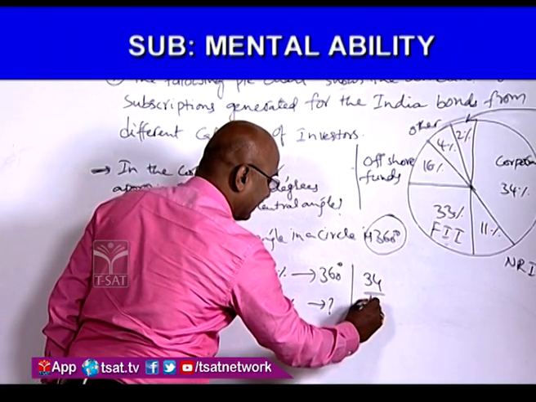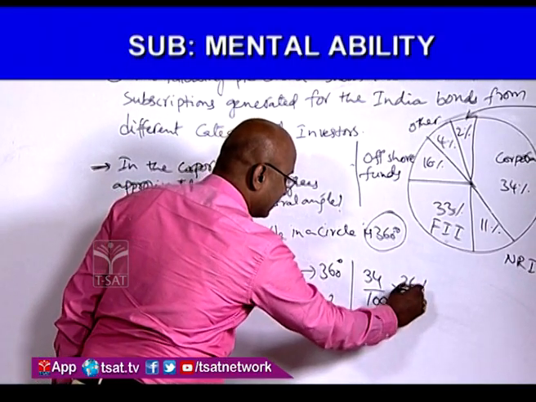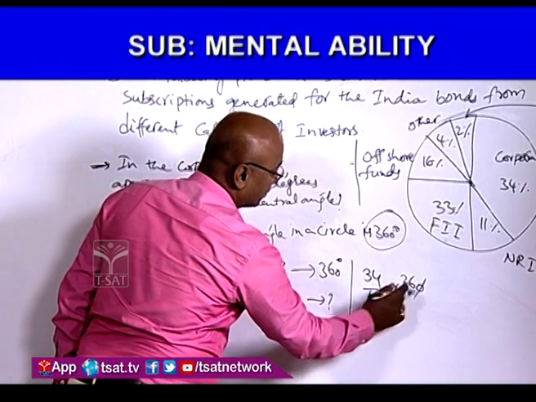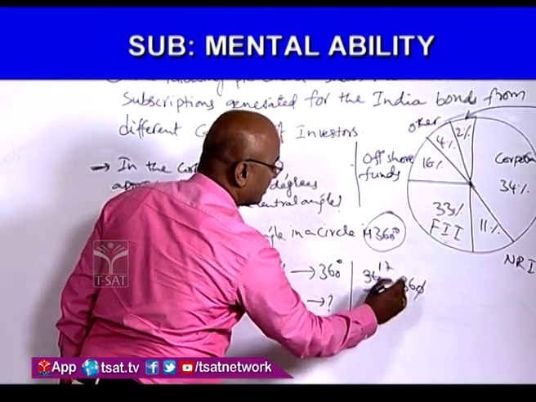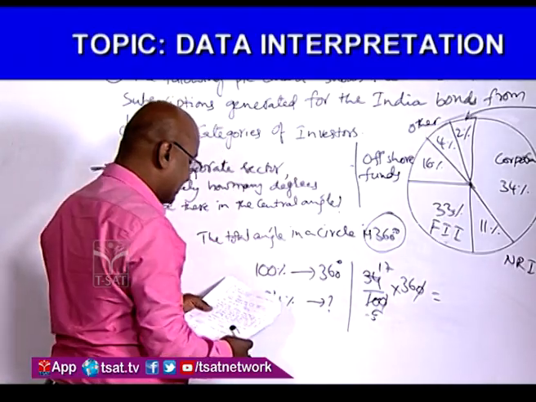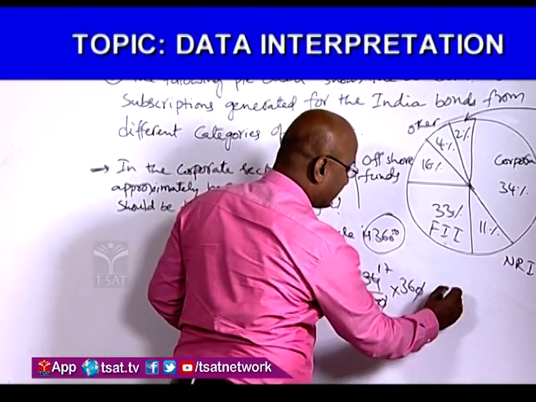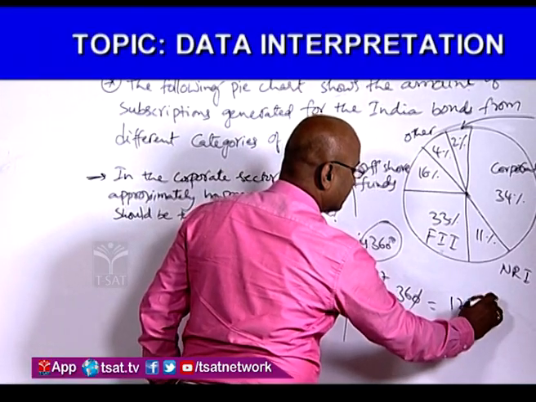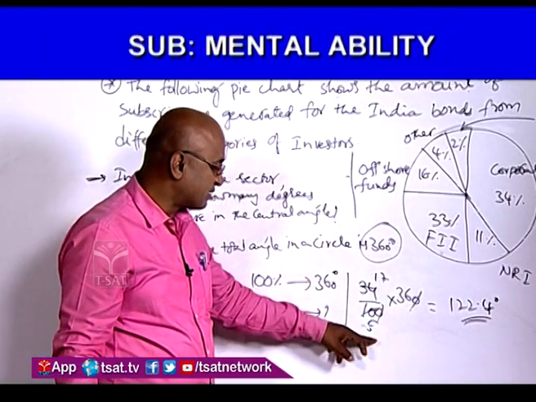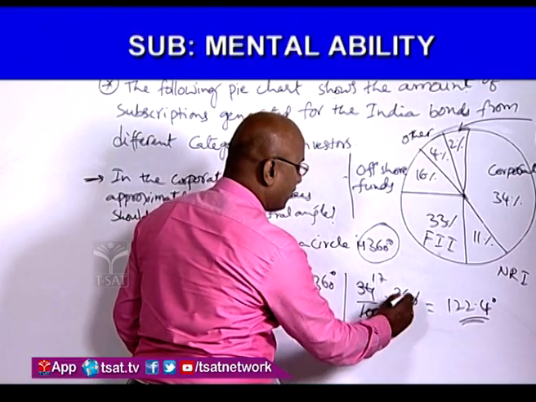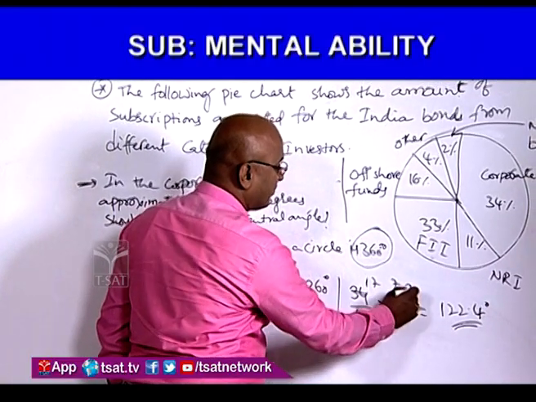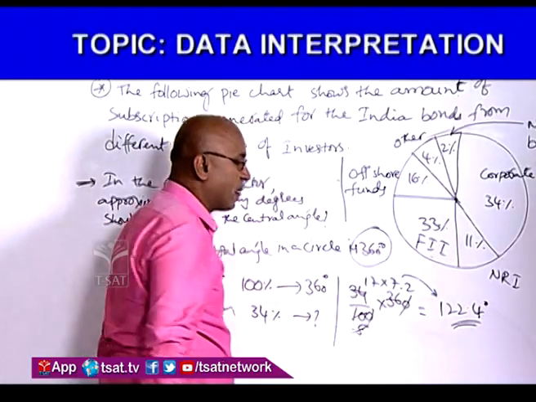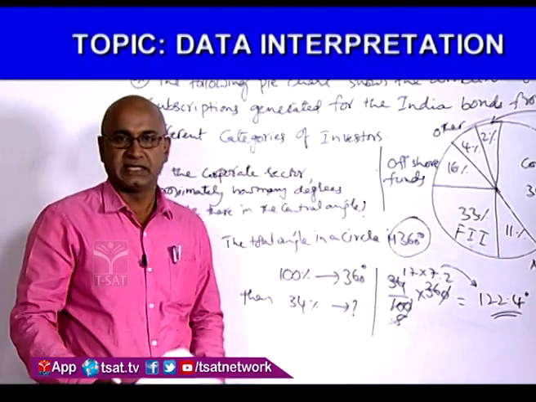34 by 100 into 360, 10 and 2 5s and 2 17s. So that is equal to 17 into 36 by 5. That is equal to approximately 122.4 degrees. So 17 into 36 by 5. So 5 1s, 5 7s are 35, 5 2s. And 17 into 7.2 will give you 122.4 degrees.